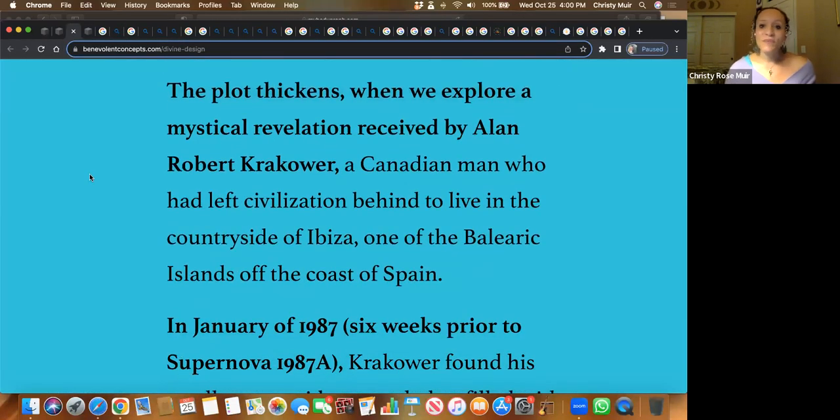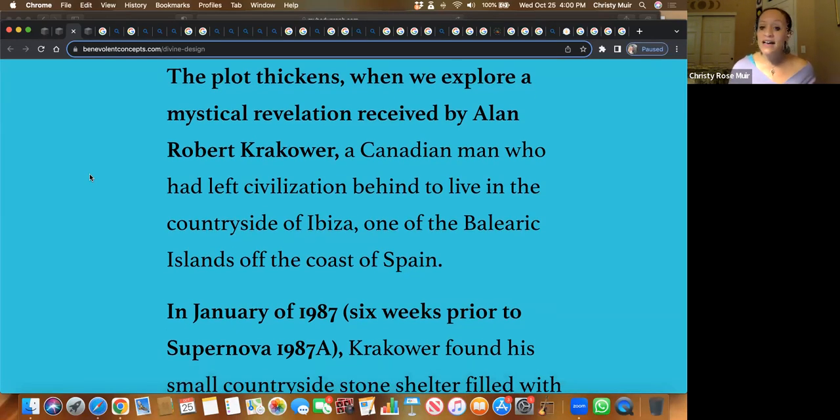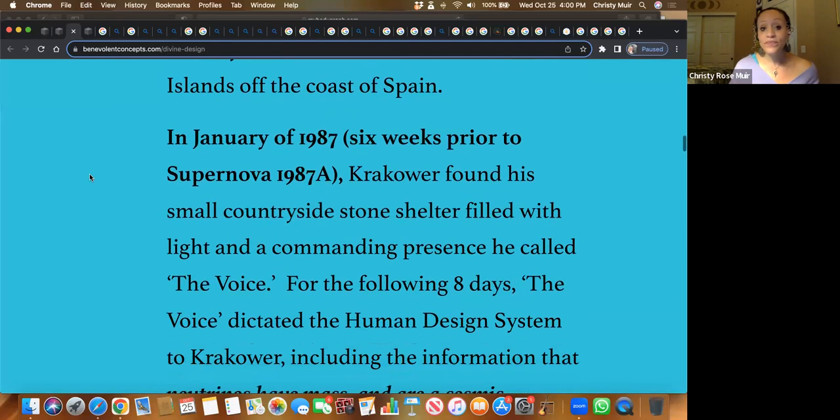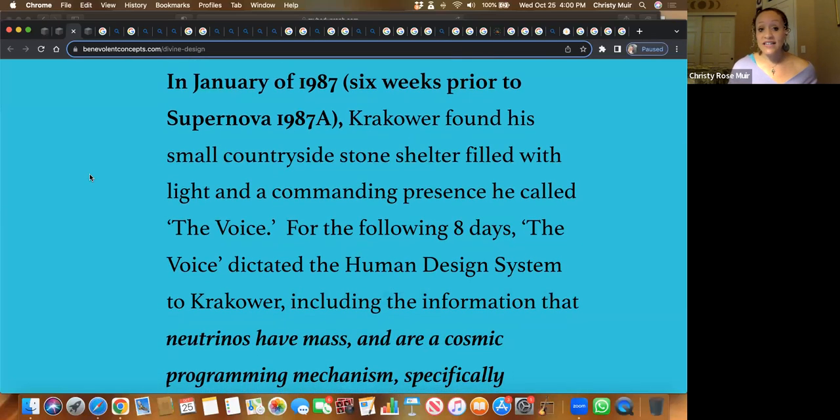The plot thickens when we explore a mystical revelation received by Alan Robert Krakauer, a Canadian man who had left civilization behind to live in the countryside of Ibiza, one of the Balearic Islands off the coast of Spain. In January of 1987, about 6 weeks prior to that supernova, Krakauer found his small country-style stone shelter, a little casita in the campo, the countryside of the island of Ibiza.